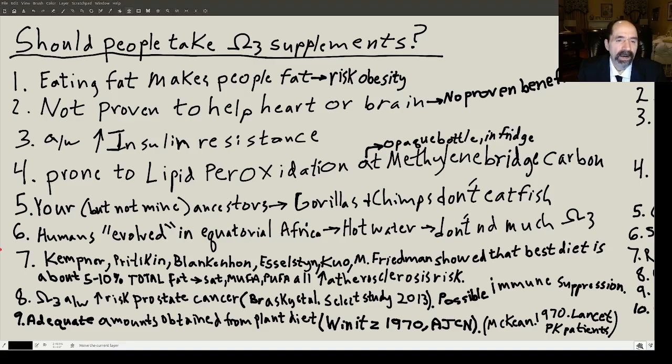Okay, we're going to talk about, should people take omega-3 supplements? Anytime you're eating fat, you increase the likelihood of you yourself becoming fat.